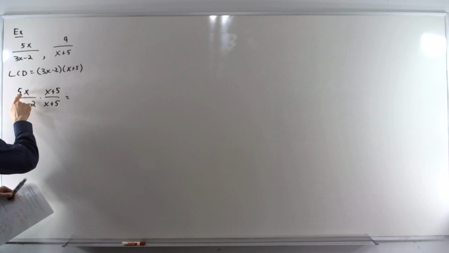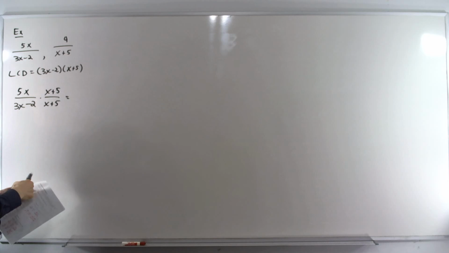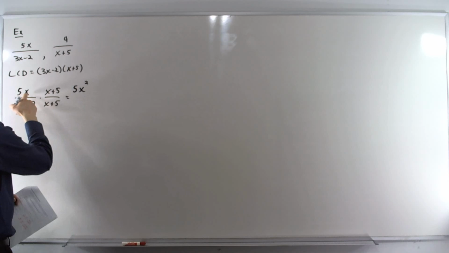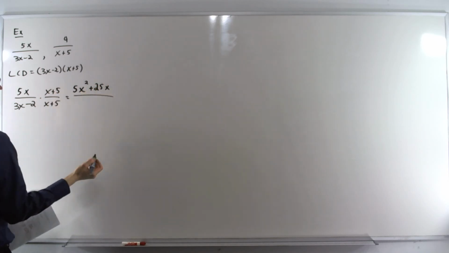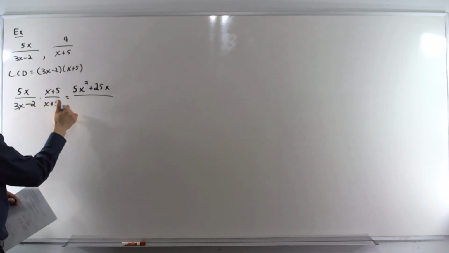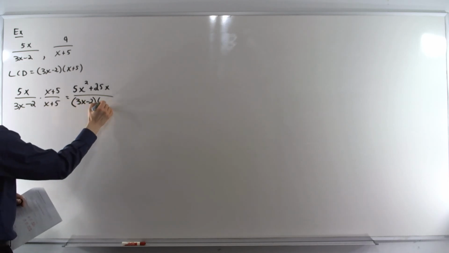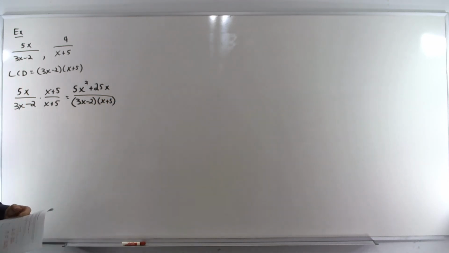All right, now we have to do the numerator. 5x times x plus 5. Now we're going to distribute 5x into x plus 5. So 5x times x is 5x squared, and 5x times 5 is 25x. All right, there's our numerator. And the denominator, we're going to leave in factored form. Do not FOIL. All right, there's the first fraction.